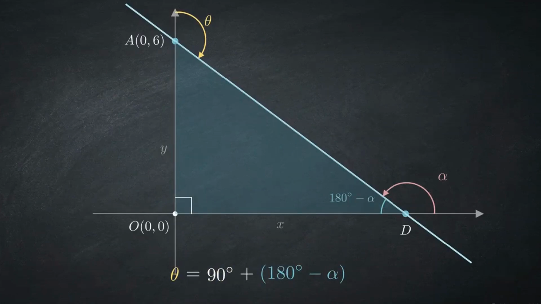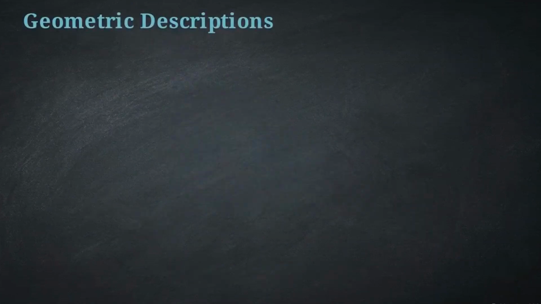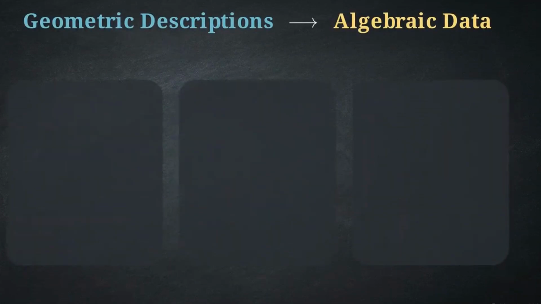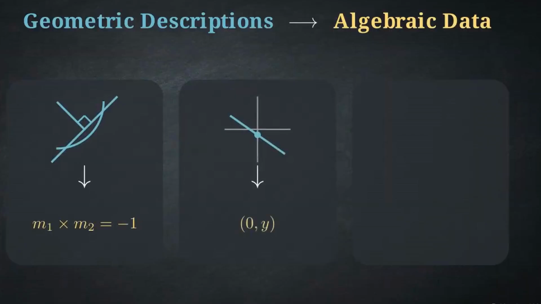the supplement of alpha. We solved this by translating geometric descriptions into algebraic data. The tangent gave us a perpendicular gradient, the intercept provided a coordinate, and the gradient became a trigonometric ratio.